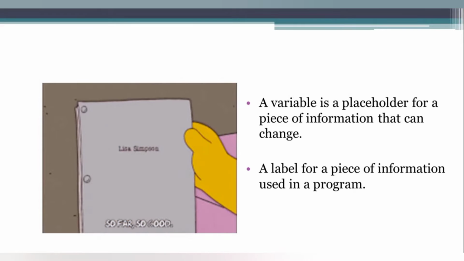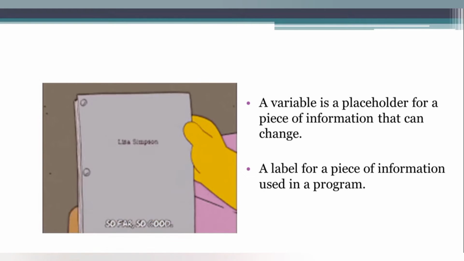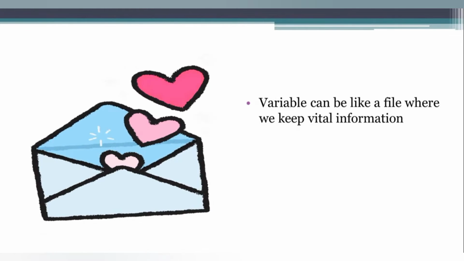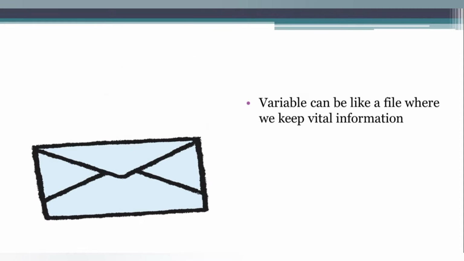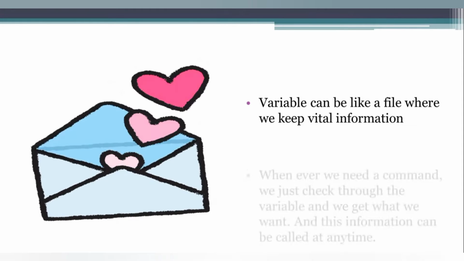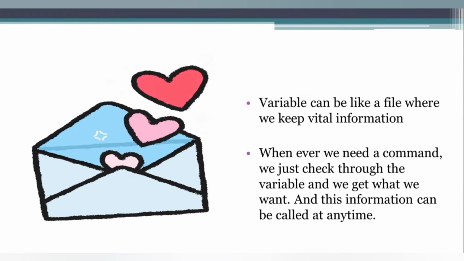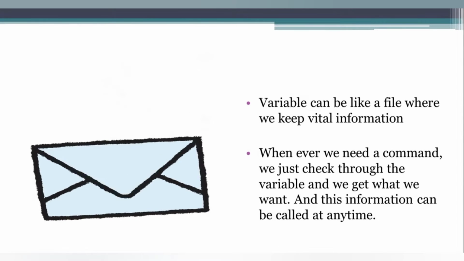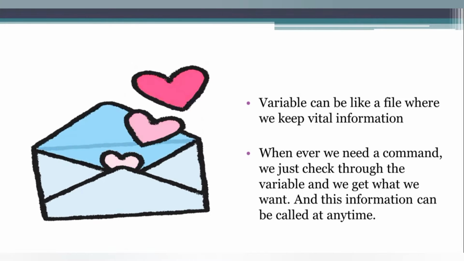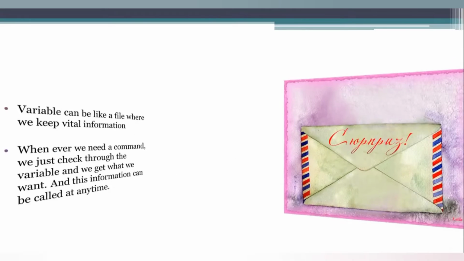You can also see a variable as a label for a piece of information used in a program. Variables can be like a file. That was what we said in our last class, where you can put vital information. Whenever you need this information, you just check through the variable and you get what you want. And this information can be called at any time.